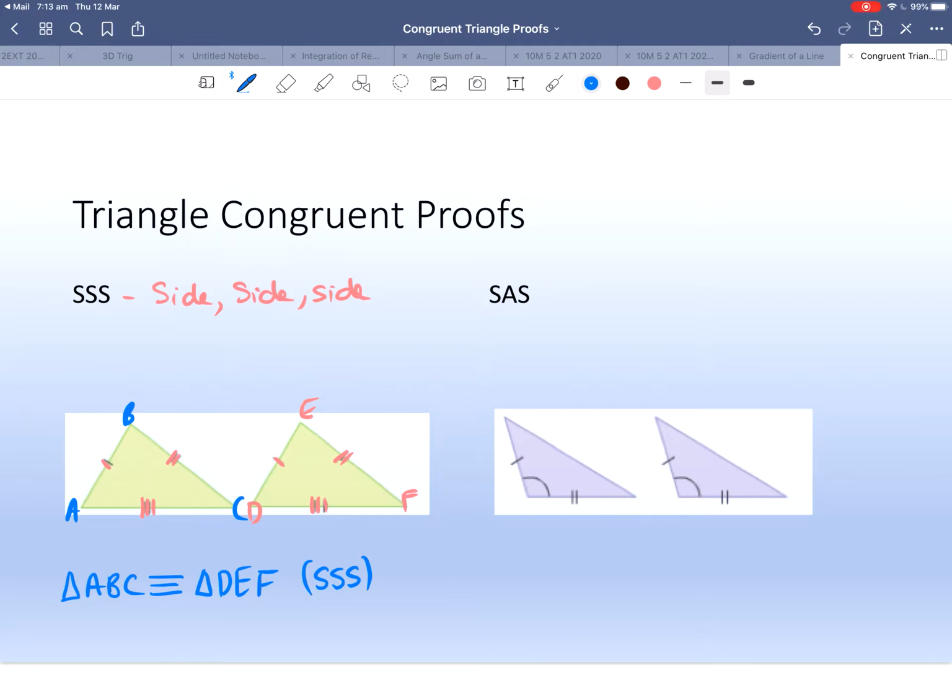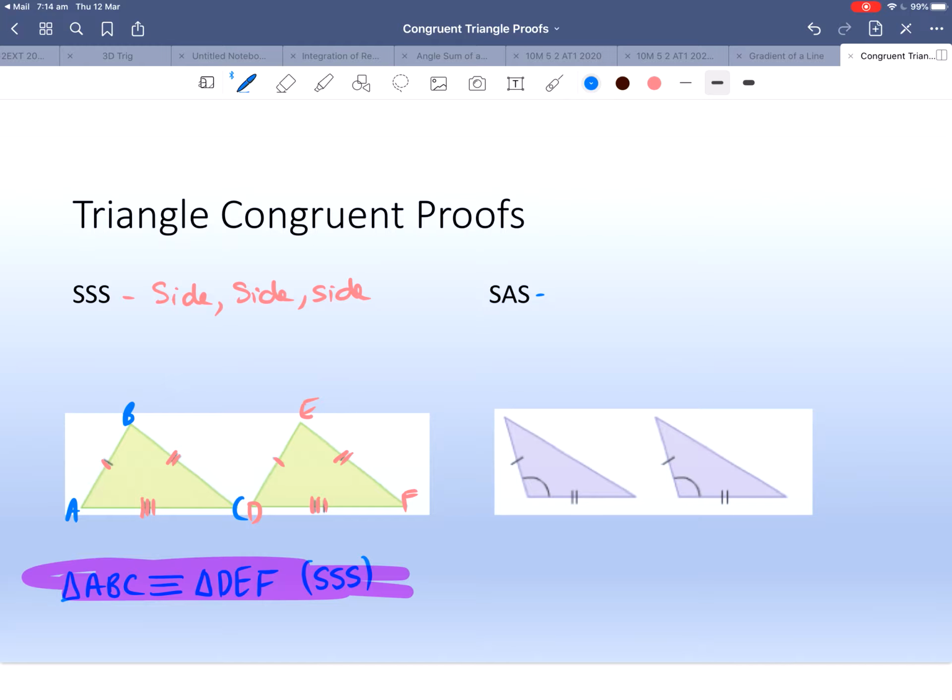I'm going to talk more about the proof nature of it. It's a bit different to what we've done so far in this course. I'll talk about how we set out our proofs as well. But the first type of proof is that 2 triangles are exactly the same if all their sides are exactly the same. So that's called side, side, side.